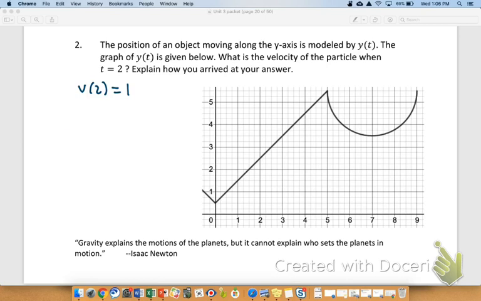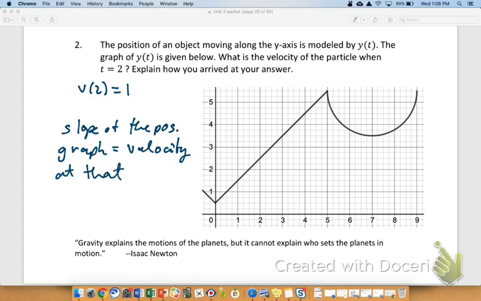So if you said, yeah, the slope of the position graph equals velocity at that time, sure. That's pretty good. Can I ask you guys a couple of follow-up questions? Is there any places where you feel like the velocity would be 0? T equals 7. Don't we have a nice horizontal tangent line right there? Be a place where velocity is 0.